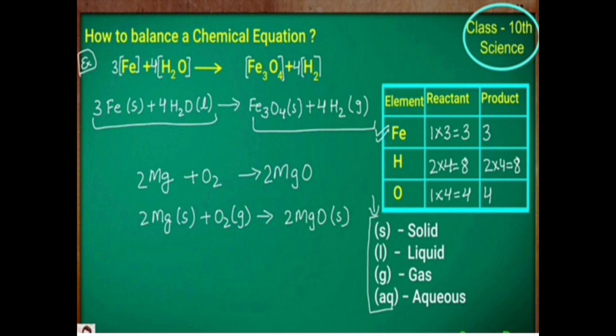Now let's study how to balance a chemical equation, which is the important part of this chapter. So here we will start with a complex example, and then we will do simple examples afterwards. So our first example is Fe, that is iron, plus water gives iron oxide, or we can say ferric oxide, plus hydrogen, that is H2.